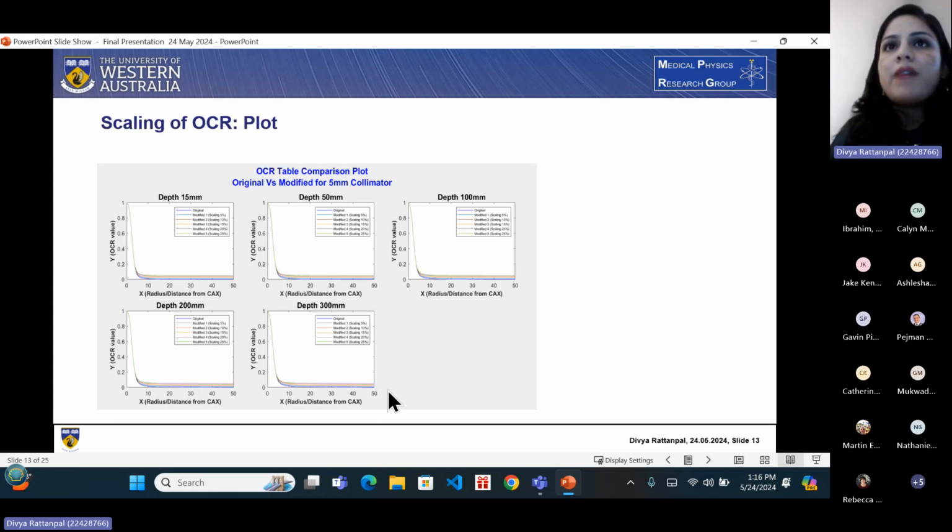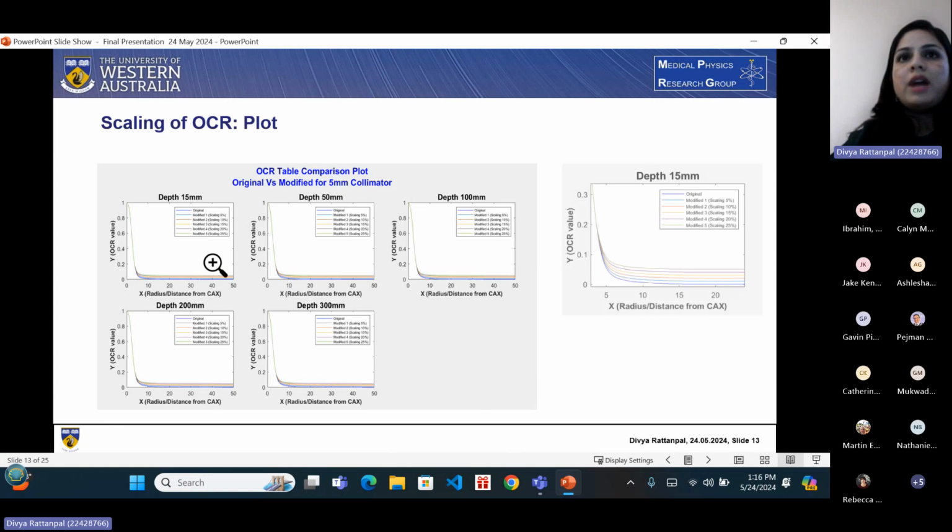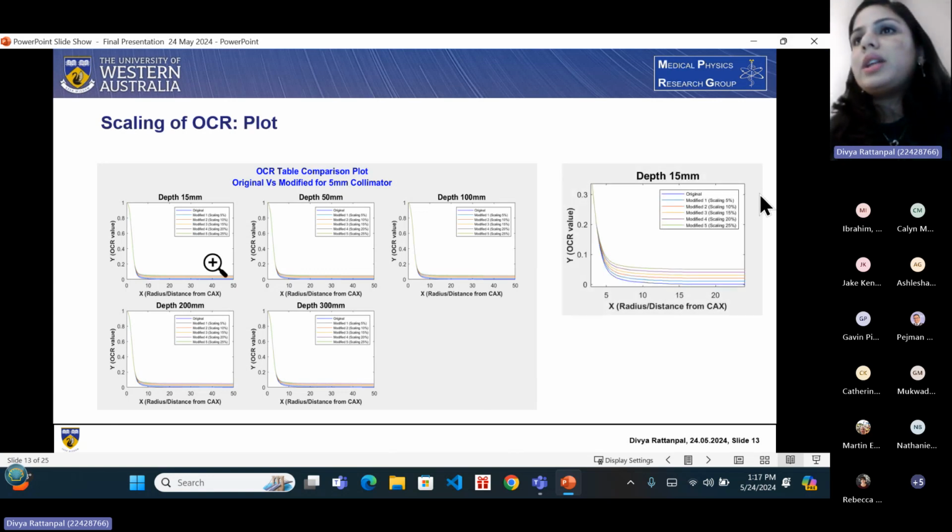So by doing this, I have got the plot for the 5 mm collimator. In this plot, I've defined 5 scalings: 5%, 10%, 15%, 20% and 25%. This is the result I got after applying the MATLAB code to do the scaling of the off-center ratio data. Here one profile is zoomed. You can see that for the 15 mm depth profile, the original off-center ratio data is the blue one, and the 5 scalings are done in this way.